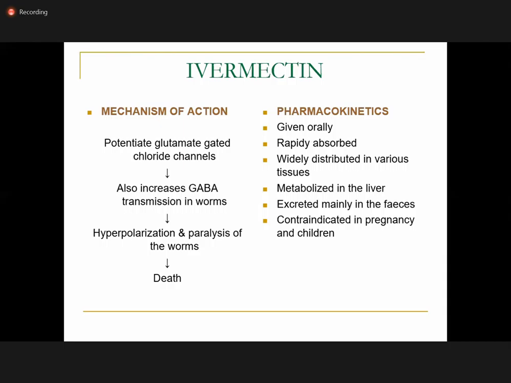So mechanism of action of ivermectin: it potentiates glutamate-gated chloride channels. It also increases GABA transmission in worms. So these two mechanisms, what will they lead to? They will lead to hyperpolarization and paralysis of the worms, right? Two very important points. Paralysis occurs if you avoid the process of depolarization and contraction. When there is no contraction, there is no movement. This is one of the mechanisms of paralysis.